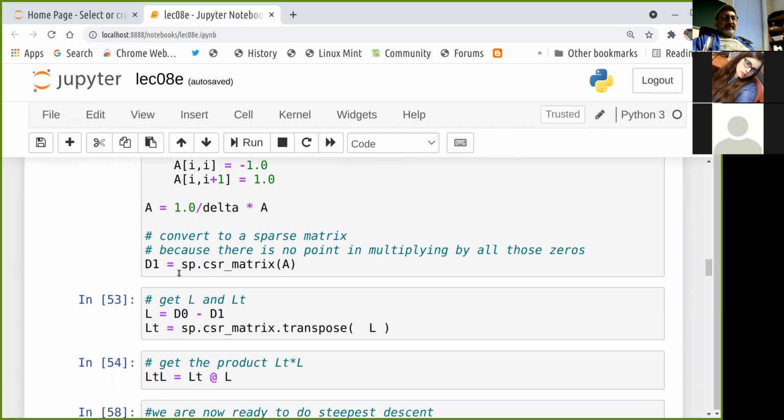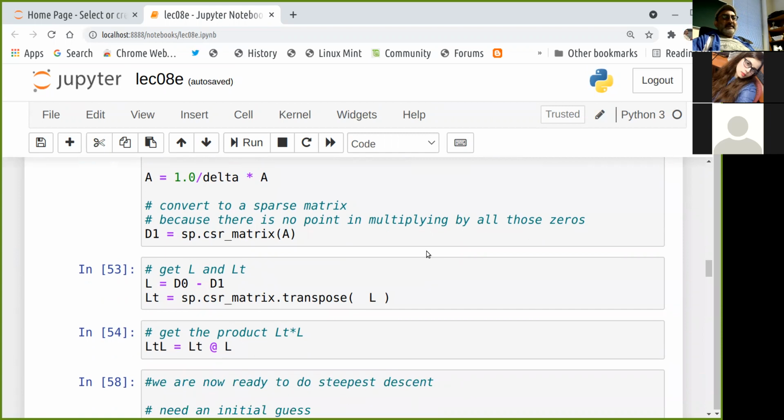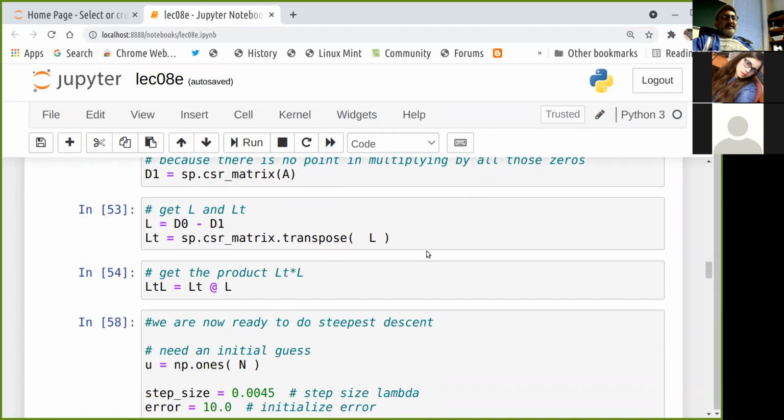So I say SP, that was the sparse matrix package module from Python. And I'm going to store that as a sparse matrix using the CSR format. Okay, it's stored as D1. I said L is equal to D0 minus D1 before. So that's L equals D0 minus D1. It understands that this is a sparse matrix now, since this operation is with sparse matrices.